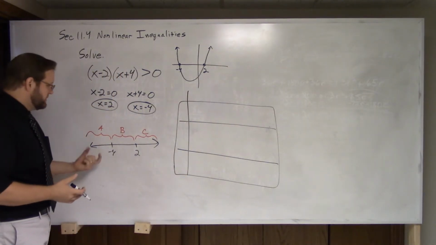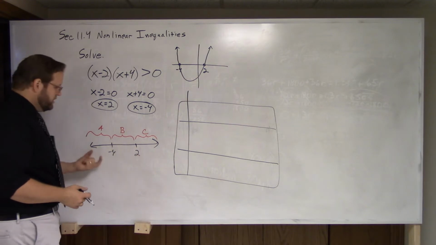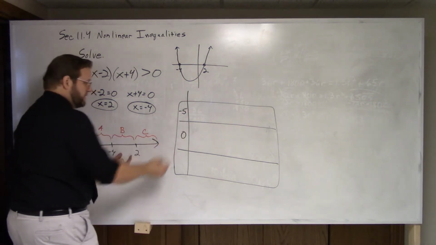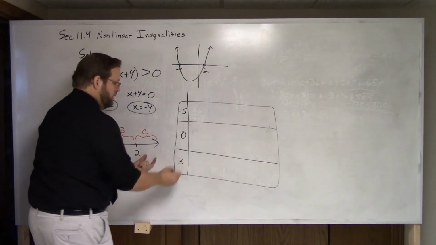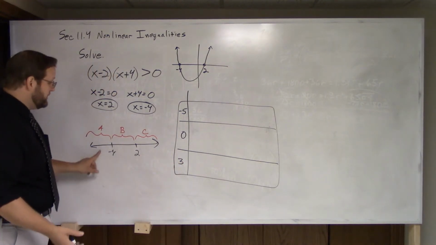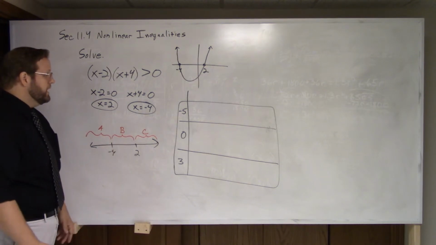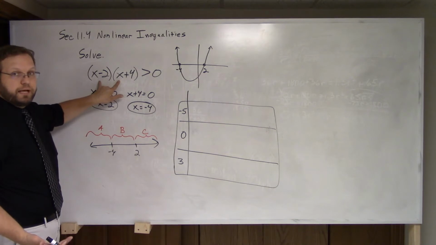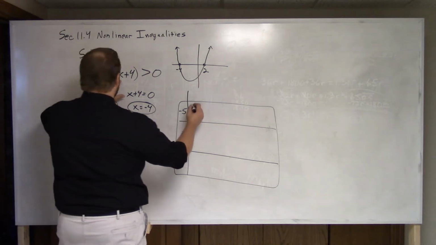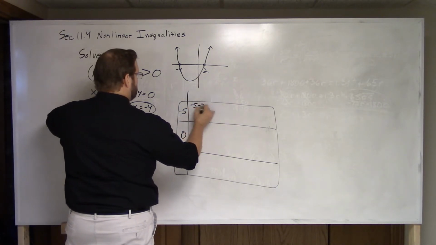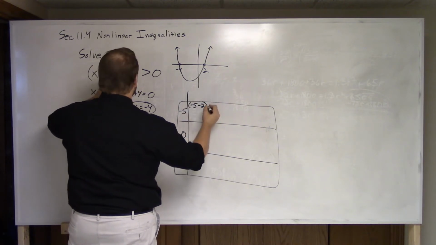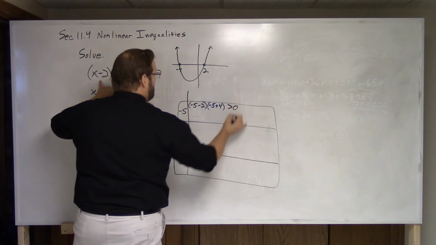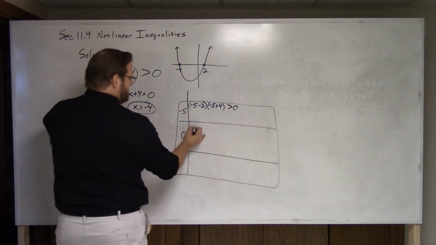Now the test points are simply numbers that fall within these regions. So let's say -5. Let's say 0, that's always a good one. And let's say 3. You can pick other values if you want, just pick something that falls within there. And then what I do is I plug them into here and see if it's true or not. So if I go with this negative 5, I have negative 5 minus 2, and negative 5 plus 4. I want to see if that's bigger than 0. Same thing here.